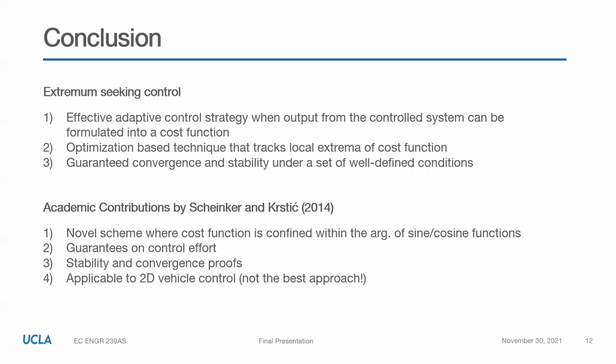In the works of Scheinker and Krstic, the authors introduce a novel scheme where the cost function is now confined within the argument of sine and cosine functions. As the main outcomes of their work, they provide guarantees on control effort, as well as stability and convergence proofs about theta star. In application to 2D vehicle control, their claims are effectively demonstrated with the controller modeling unicycle motion, though, as one can see from the results presented, the trajectory developed by the controller oscillates about the average trajectory and is therefore not entirely practical.